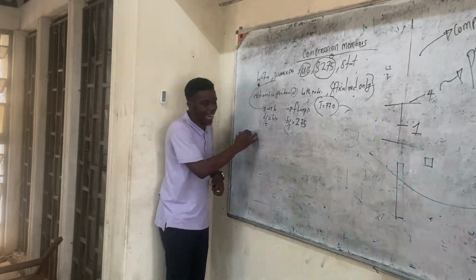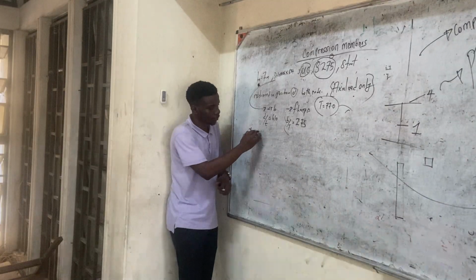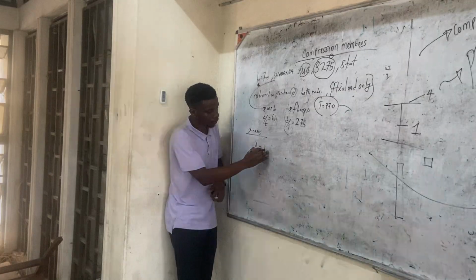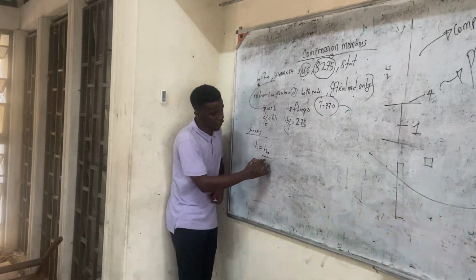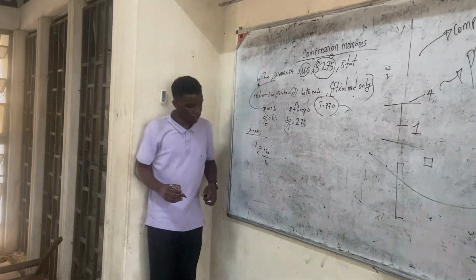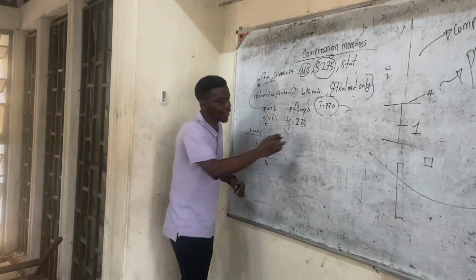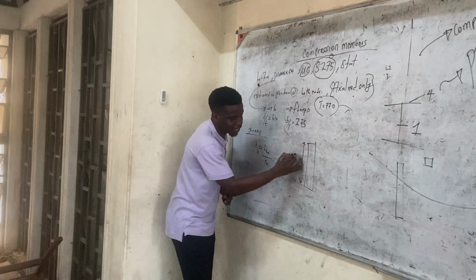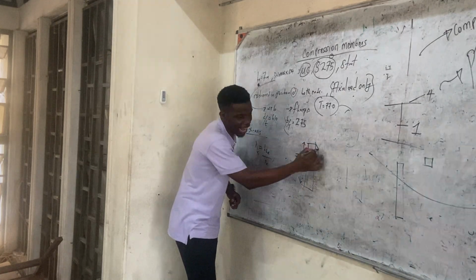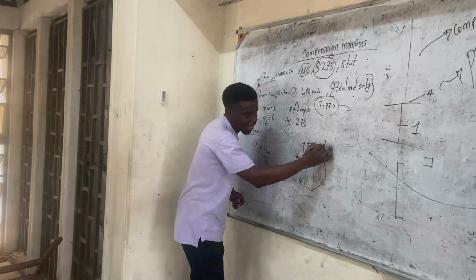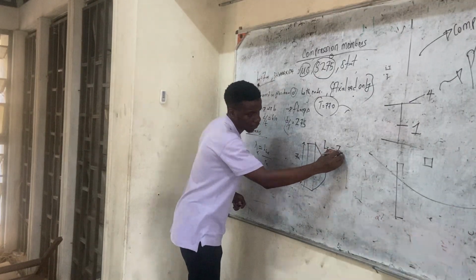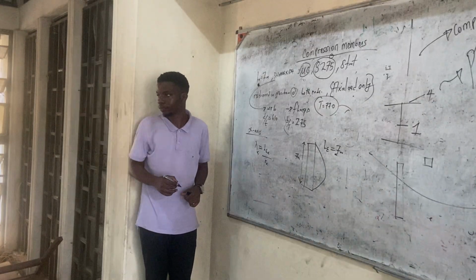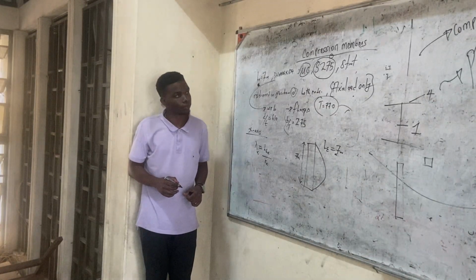The next step now, let's start with the x-axis. The next step is the slenderness ratio, LEX over RX for x. For this column, we have 7 meters, and they said pinned at both ends. So it means that LE will be equal to 7.